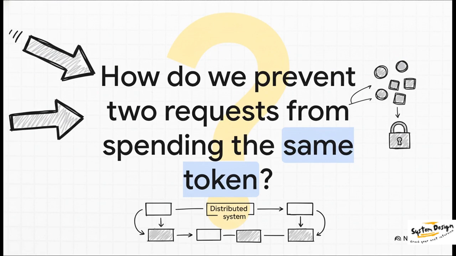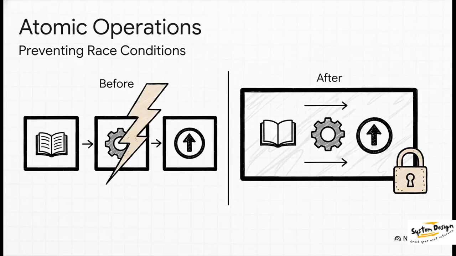So the big question is, how do we fix this? How do we stop 2 different requests from spending the very same token at the very same time? The fix is a really powerful concept called atomicity. Think of it like a bank transaction. You can't just withdraw the money without also updating the balance. It has to happen all at once or not at all. We need to do the same thing here. Bundle the read, calculate, update logic into one single indivisible operation. We can't have separate read and write steps anymore.